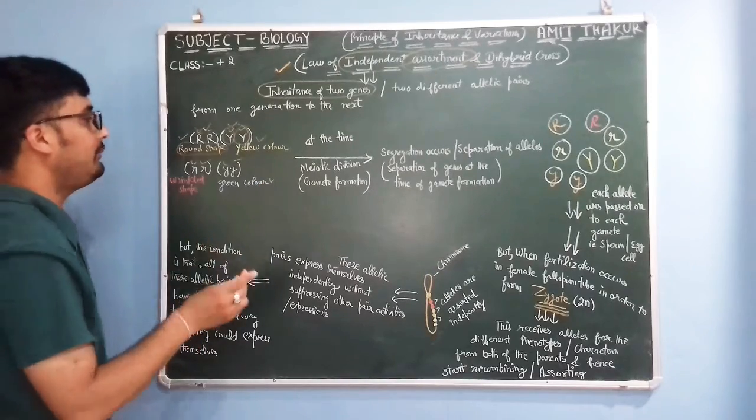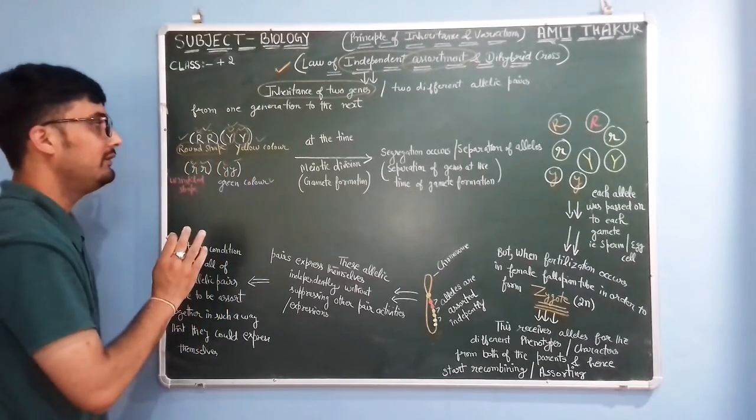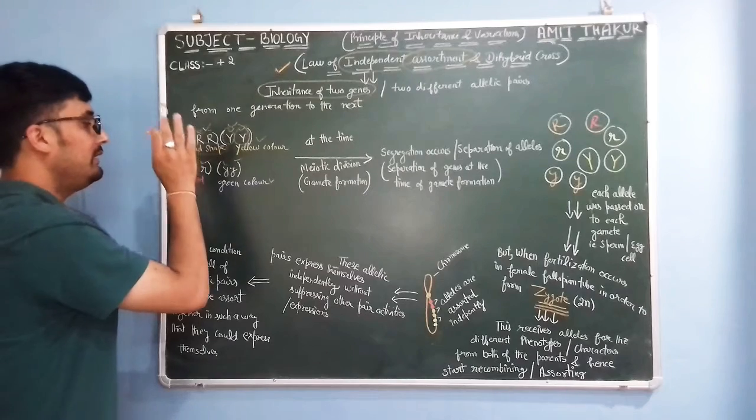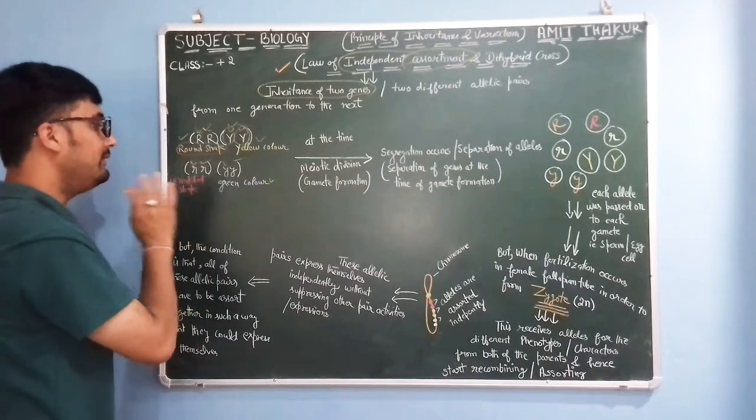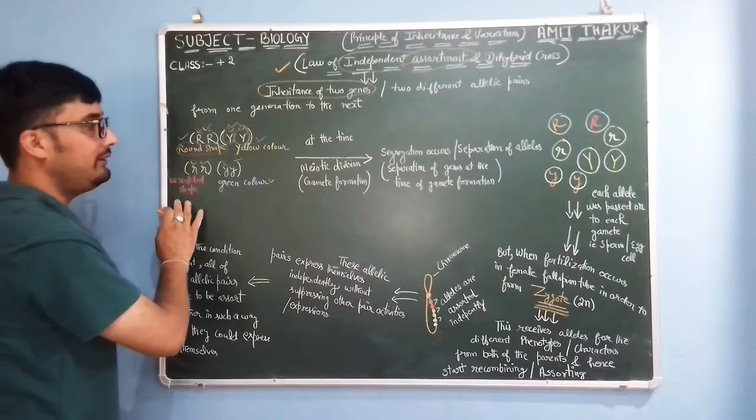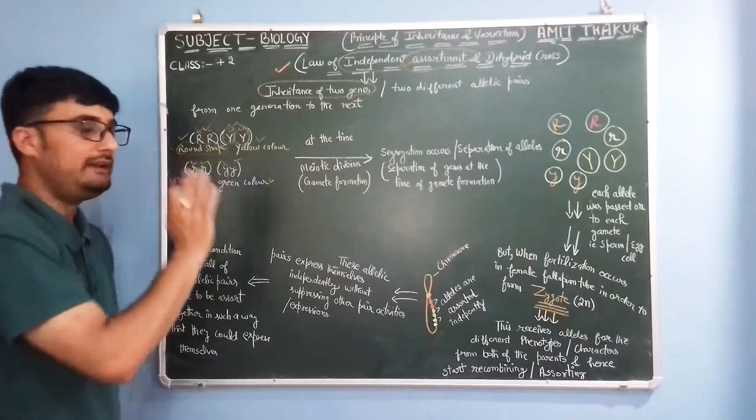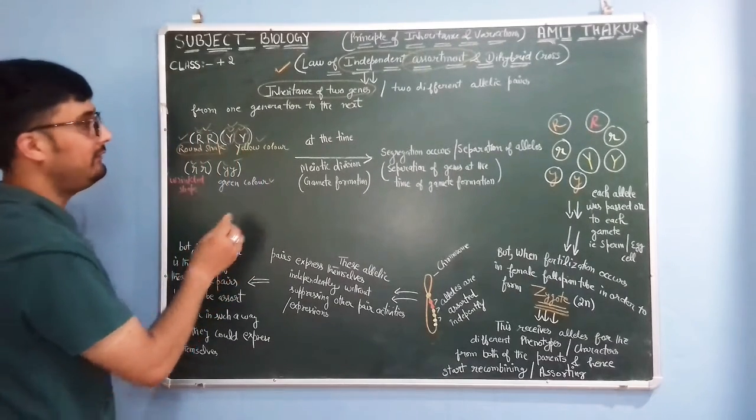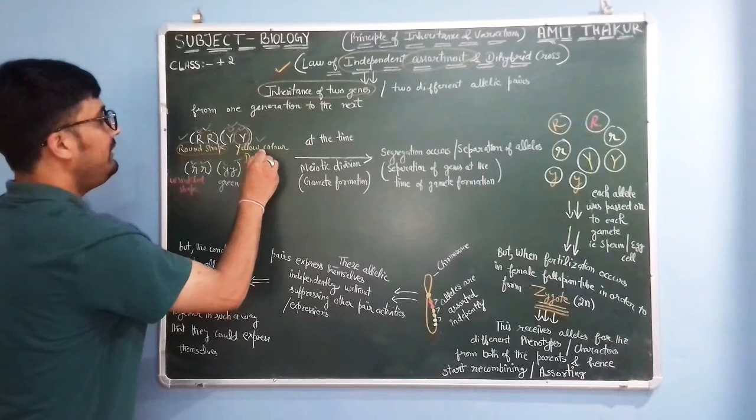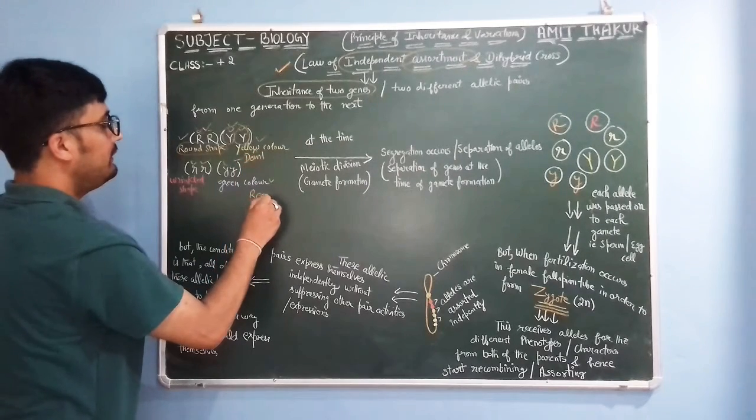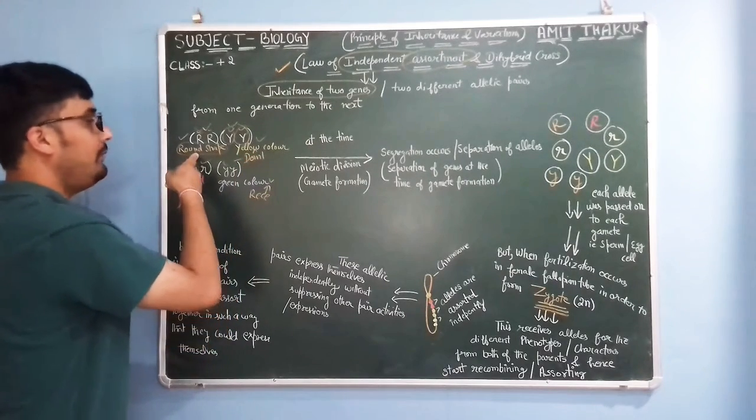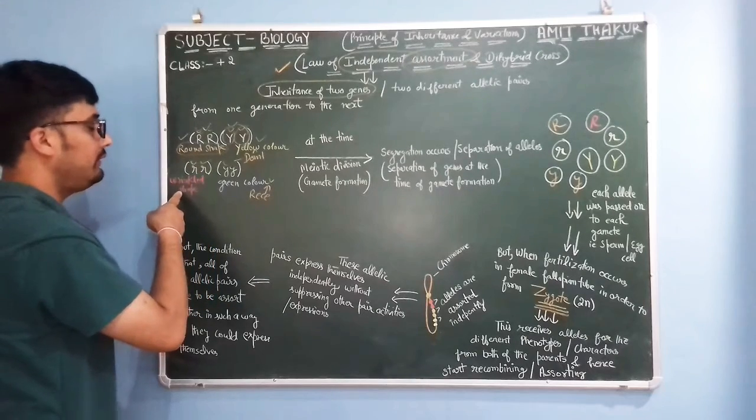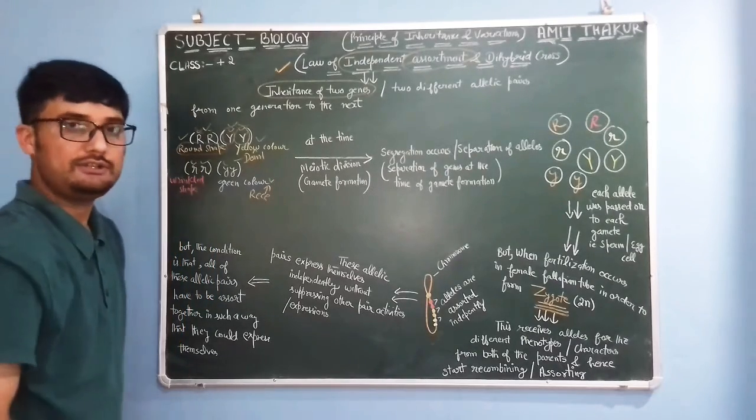So here we are talking about shape and color. Round shape is a dominant trait, wrinkled shape is a recessive trait, yellow color is a dominant trait, green color is a recessive trait. Similarly, dominant trait is round shape, recessive trait is wrinkled shape.